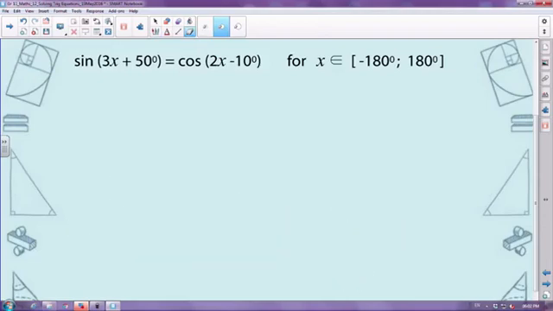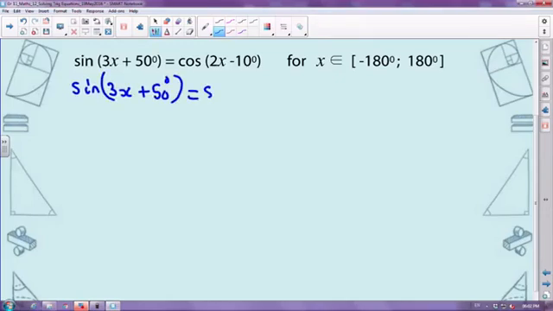Right. Now, you've got sine of 3x plus 50 equals to cos of 2x minus 10. The angles are not the same. So how do you make the trig ratios to be the same? This is sine of 3x plus 50 equals to sine of 90 degrees minus 2x minus 10.